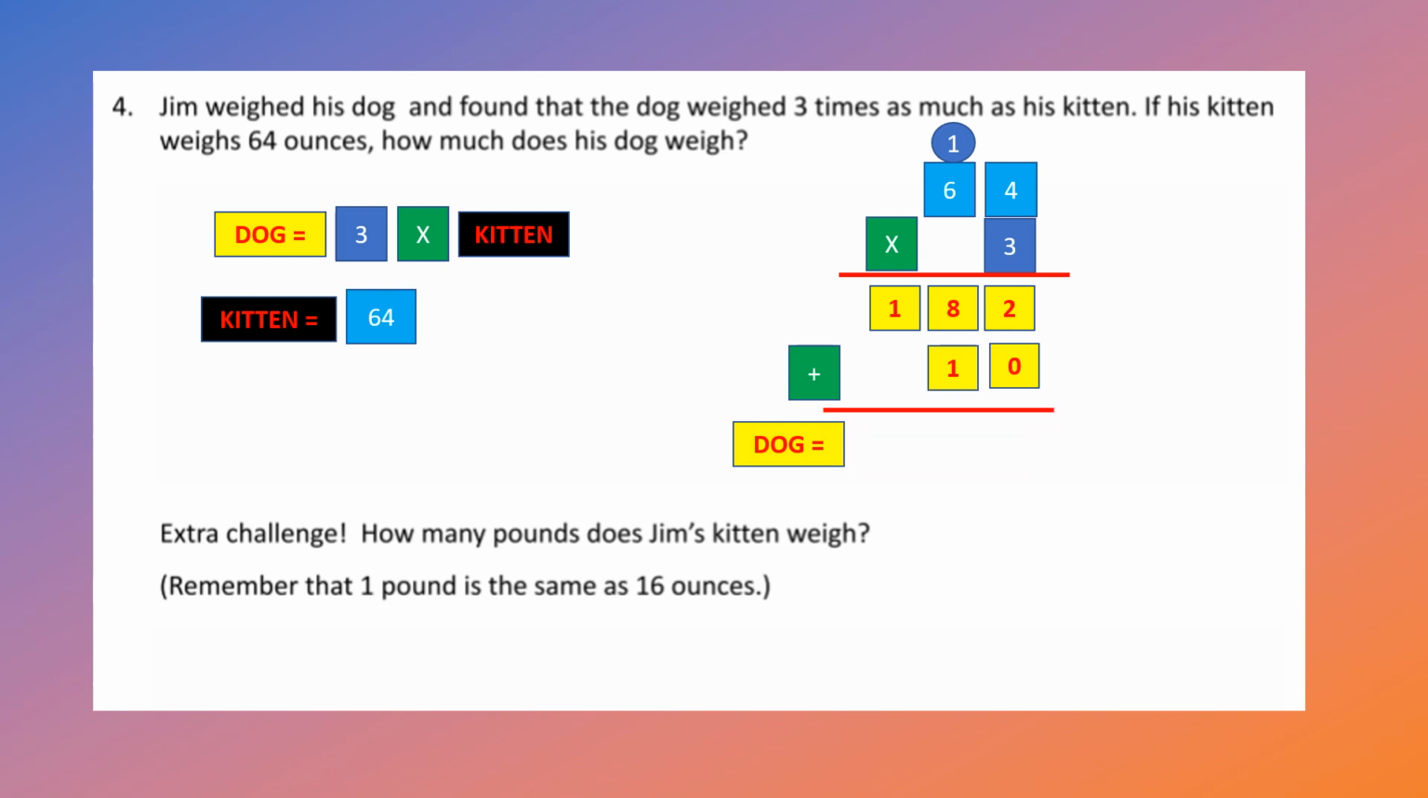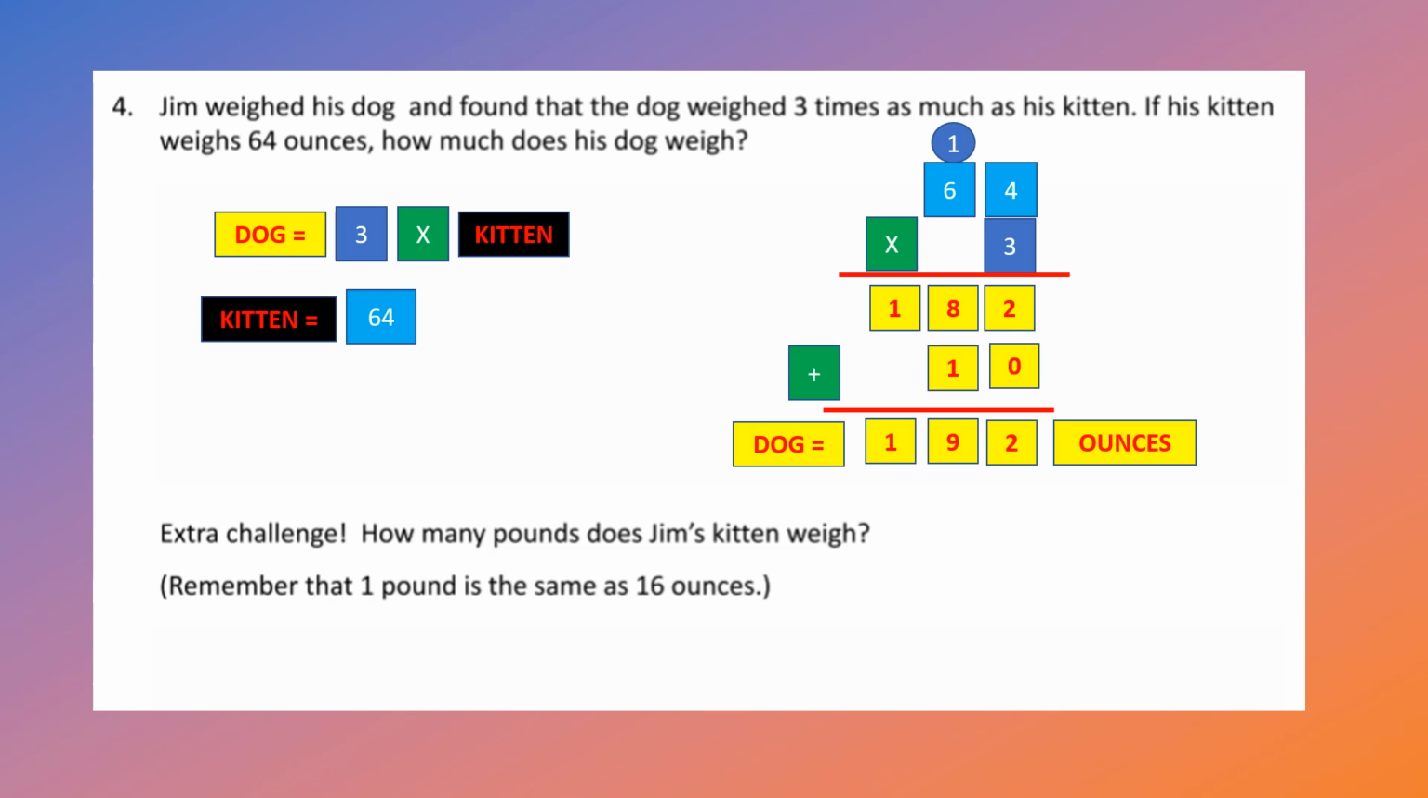And I solve, starting with my ones place. What's 2 plus 0? Right, it's 2. And 8 plus 1? Perfect, it's 9. And 1 plus 0? Good, it's 1. So that means that the dog's weight is equal to 192 ounces.